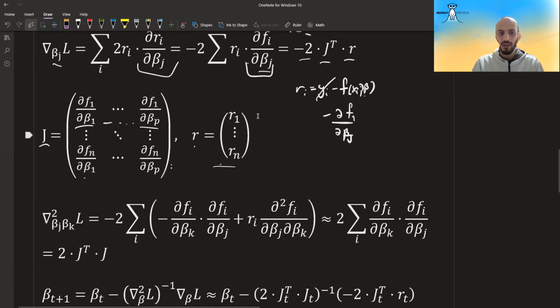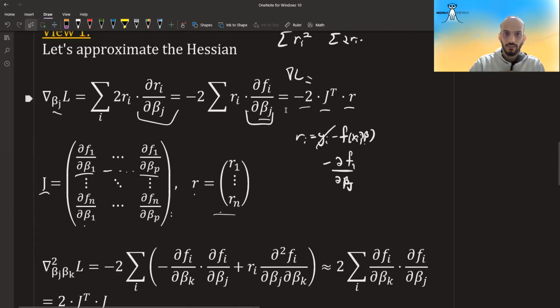So let's look what happens, say, if we take the second derivative with regards to beta j and beta k. So this is the expression we have, this thing over here, and we need to now differentiate it again with regard to beta k. Okay, so we do it with the product rule, so it's the derivative of this expression with beta k times this, plus this times the derivative of this term with regards to beta k.